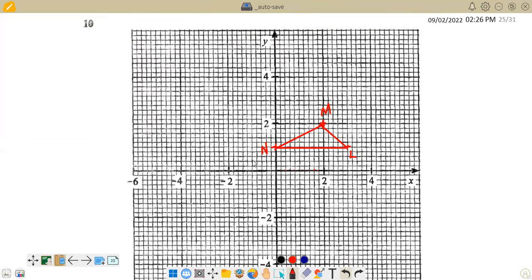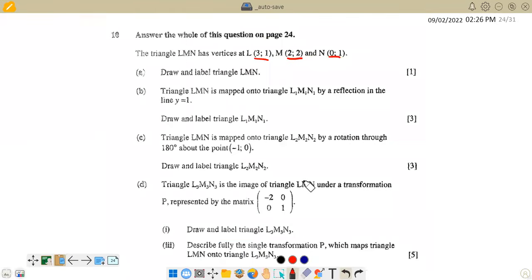And okay, we'll see what we've got from the next part. From the next part, what are we given? We are now given that triangle LMN is mapped on triangle L1, M1, N1 by a reflection in the line of y is equal to 1. Draw and label triangle L1, M1, N1.